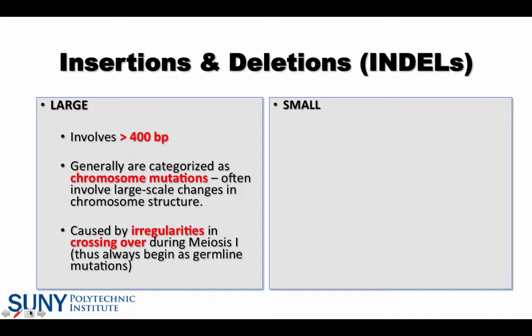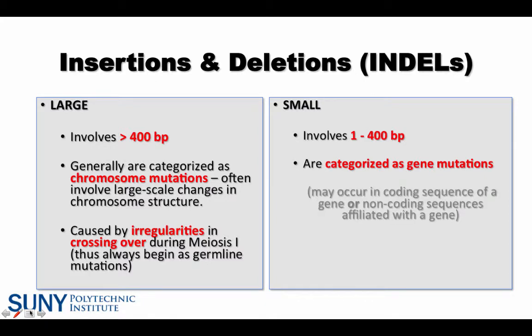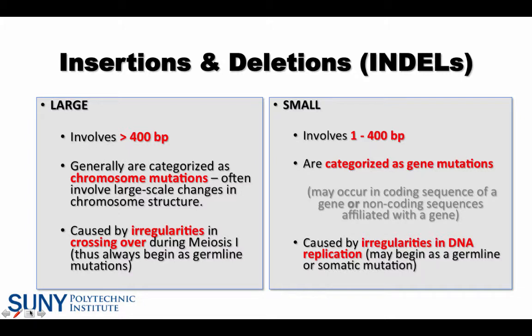As a brief introduction, small insertions and deletions involve segments of double-stranded DNA 1 to 400 base pairs in length. They are categorized as gene mutations as their impact is scaled at the level of individual genes. Again, recall that gene mutations are mutations that result in changes in the DNA sequence of individual genes. Small insertions and deletions are caused by errors in DNA replication.